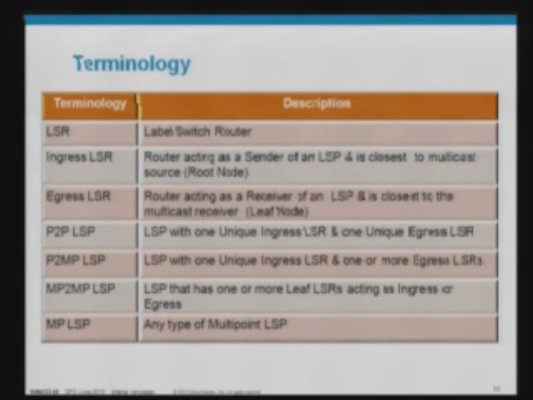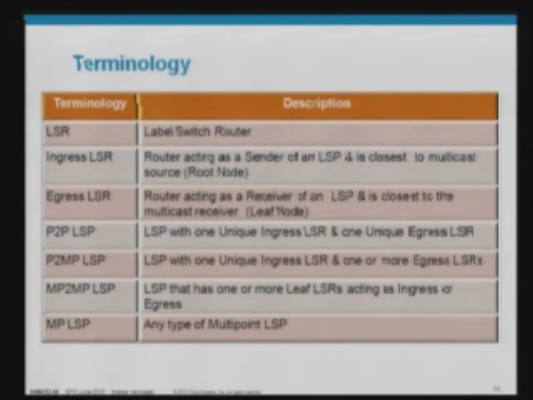Point to multipoint is where you have one unique ingress LSR going to multiple egress. That means you have a root going to branches. Think of an upside down tree. Multipoint to multipoint is where the node, router, or device acts as both an ingress and egress. As we just talked about with MVPN default MDT, PE to PE is MP to MP, which is multipoint to multipoint. And then MP-LSP is any type of multipoint LSP.